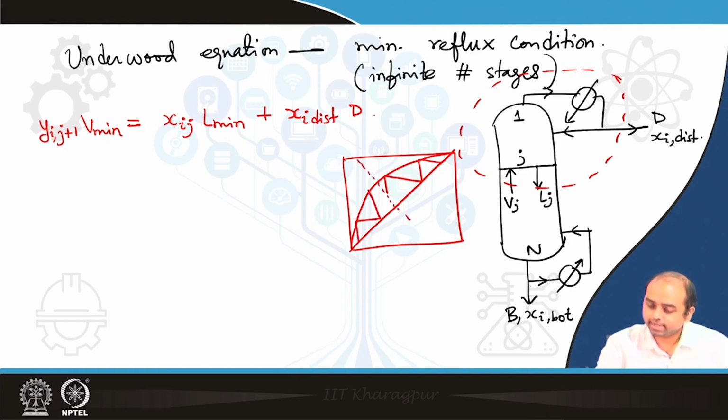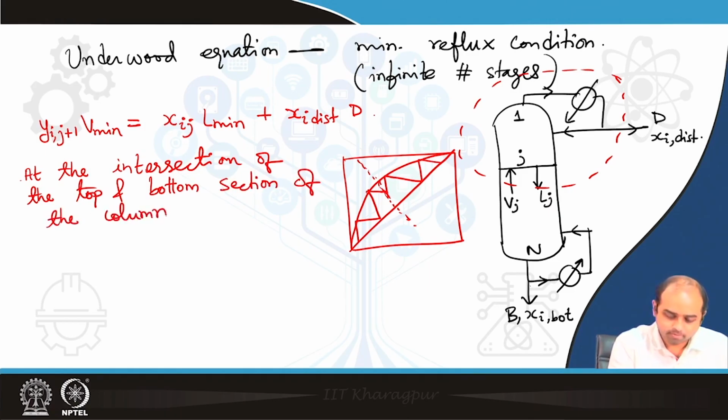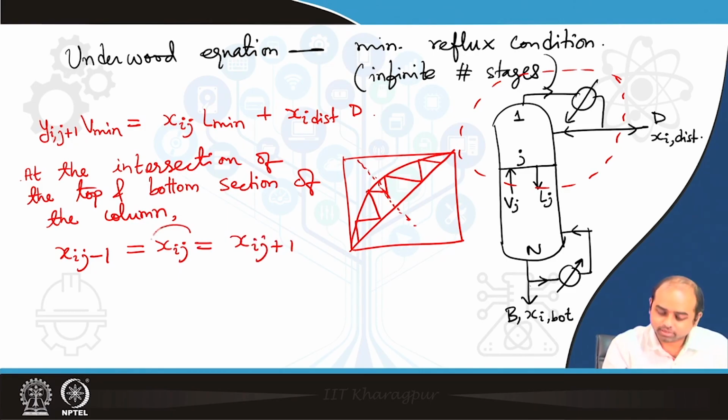So then we had the q line, and at the q line then we said the feed stage has to be passed, right. So at the intersection of that is how we segregate the top and the bottom section of this column. So at the intersection of the top and bottom part of the column, we have xi,j-1. So please note, j represents the stage and i represents the component. So this is, you can call the feed tray or the composition of the pinch tray, right.